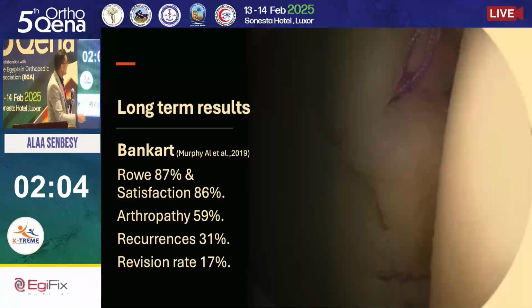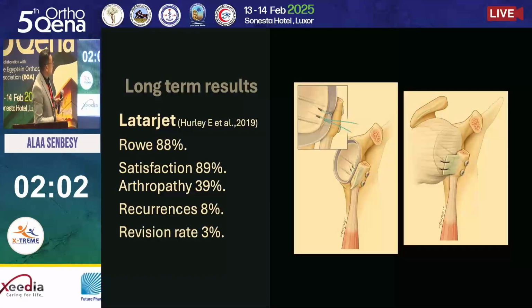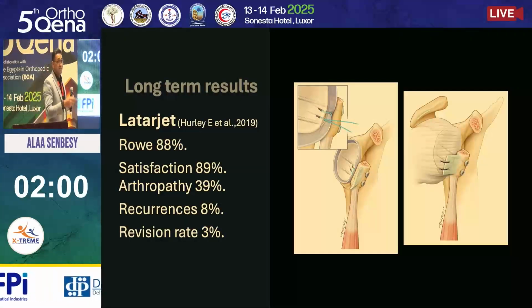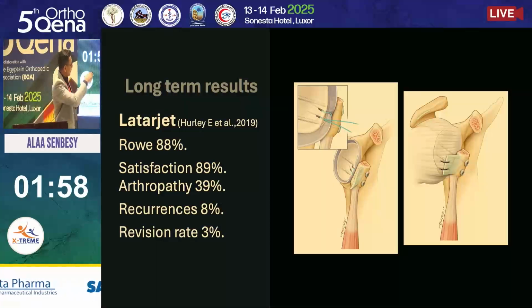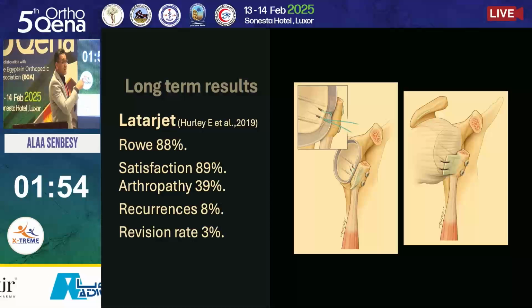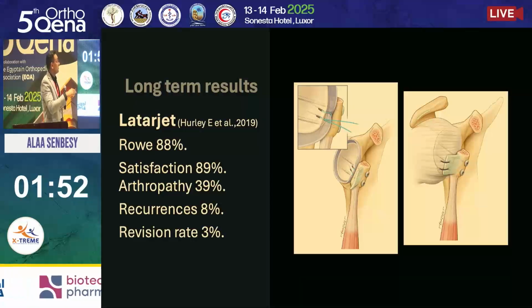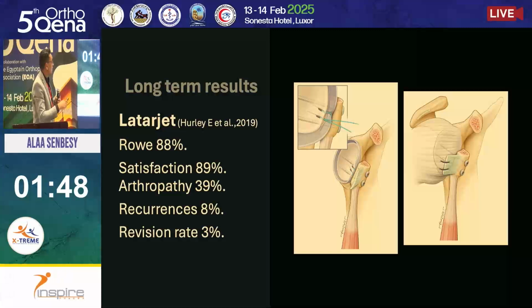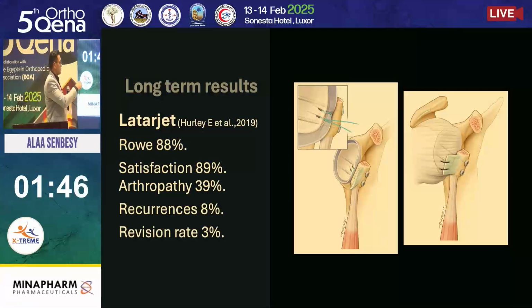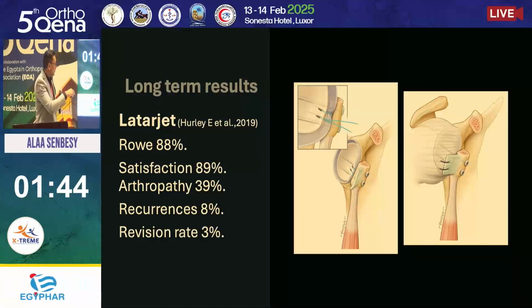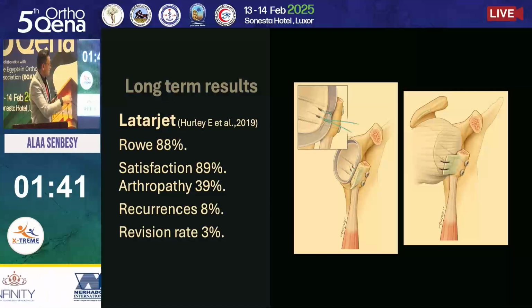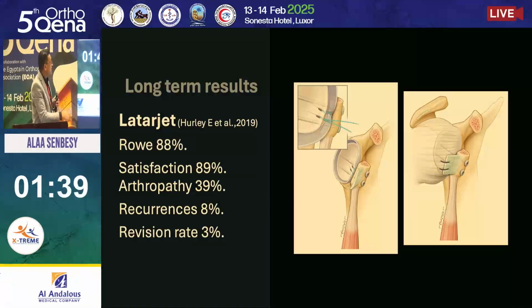And if we look at another systematic review from the same Dublin Shoulder Group in 2019, for the assessment of the long-term result of Latarjet, 13 studies with 865 patients, the functional score is better, and the arthropathy is less than 40%, and recurrence 8%, revision rate 3% with Latarjet.